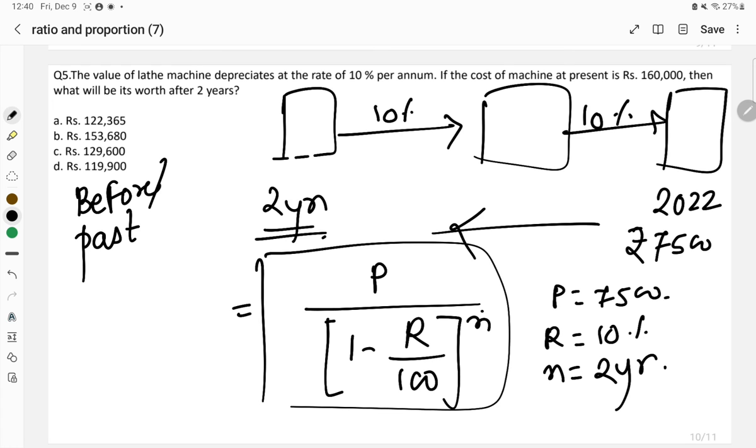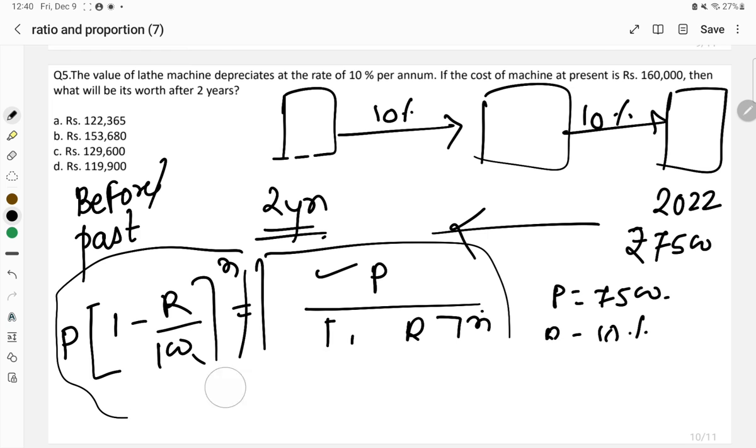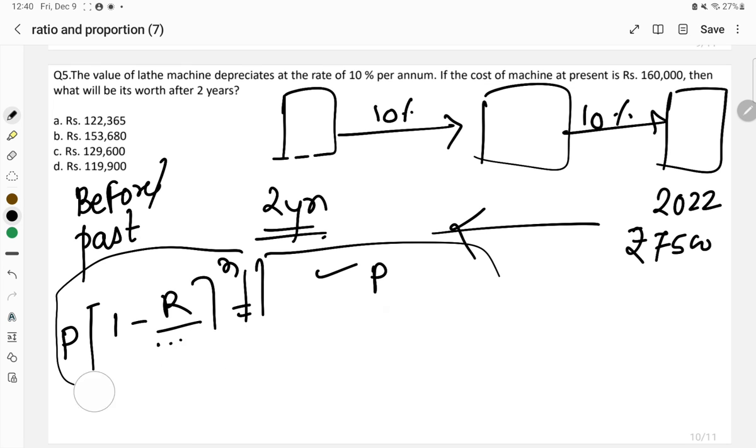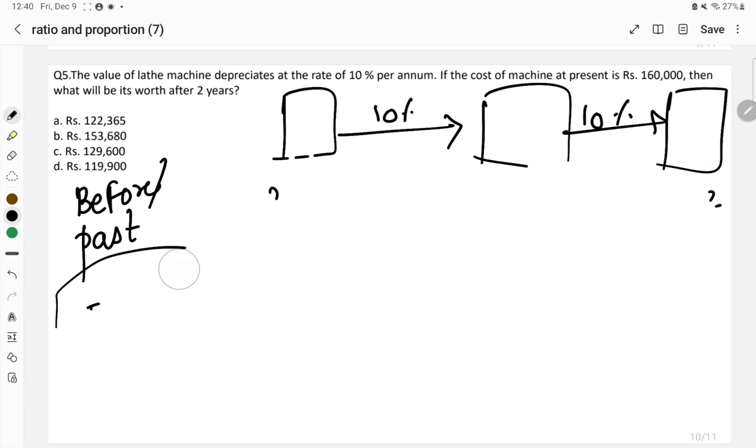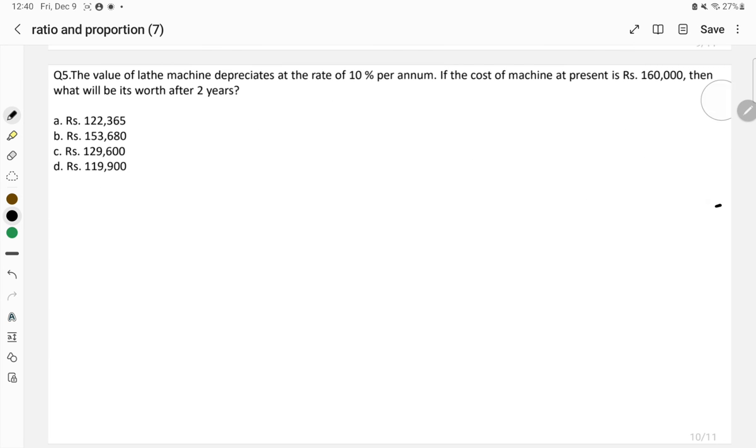This is for before. To calculate after, or in the future, what was the formula? 1 minus R by 100 raised to n. This is after, and this is the before wala formula. These are the two formulas that you have to keep in mind, because such questions are given importance, so that you can calculate in an easy manner.